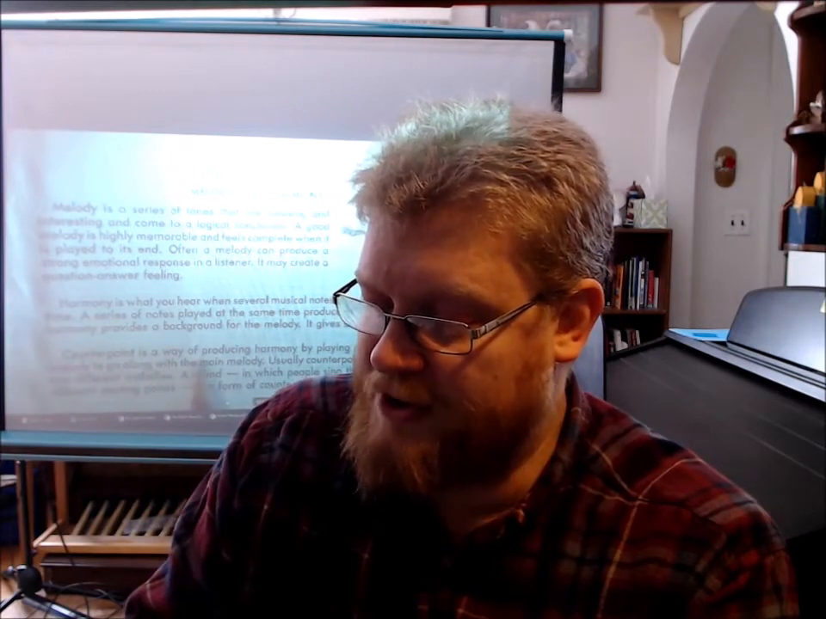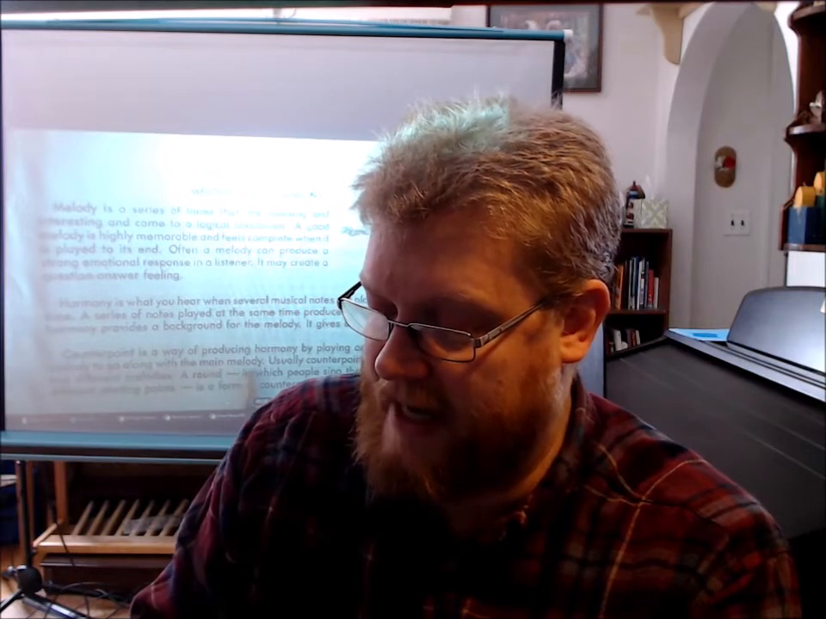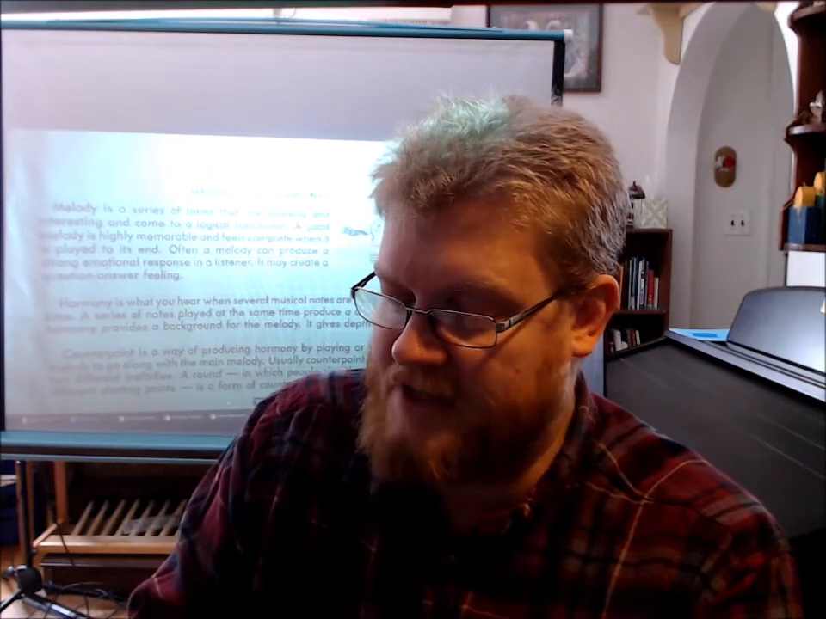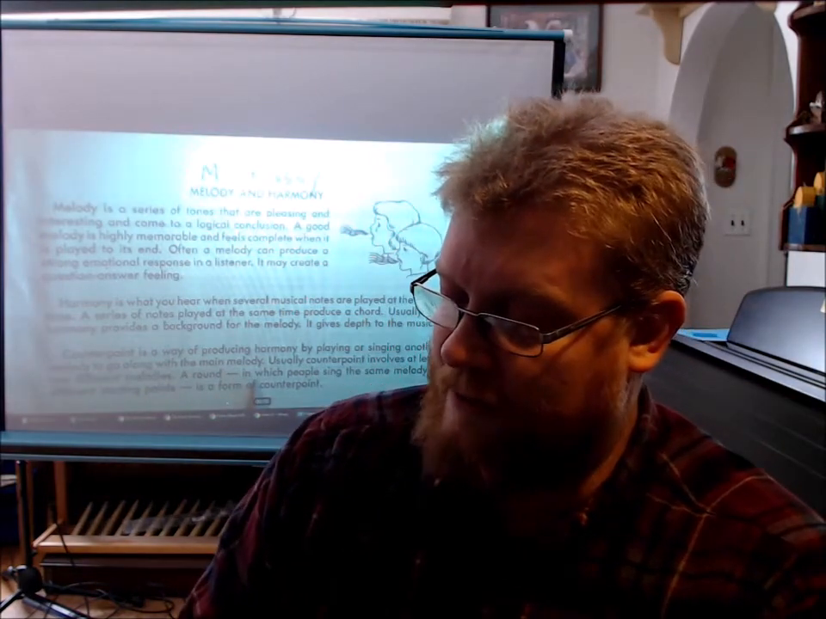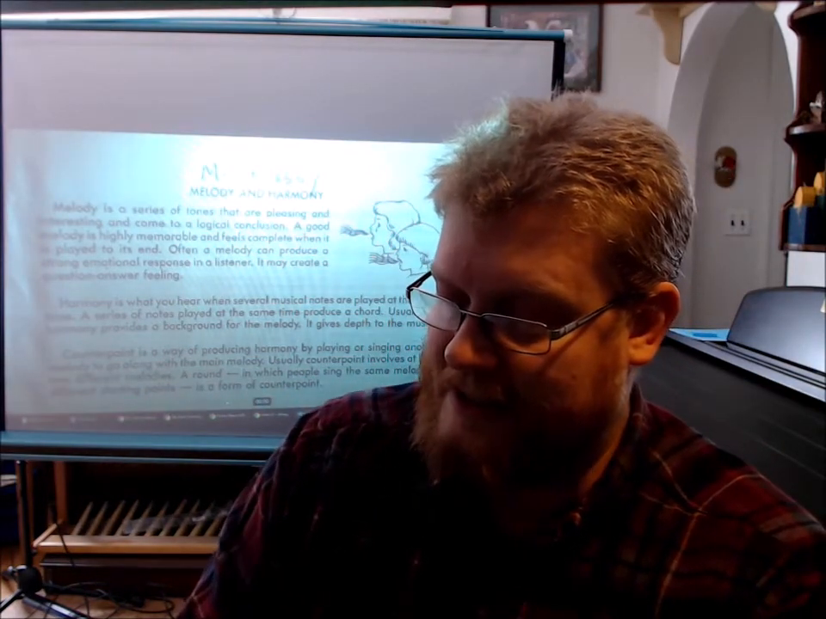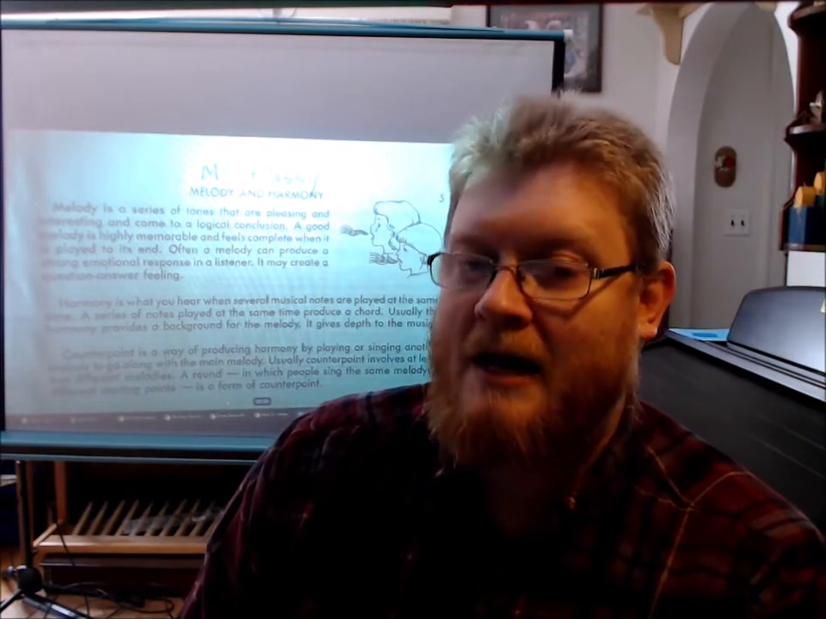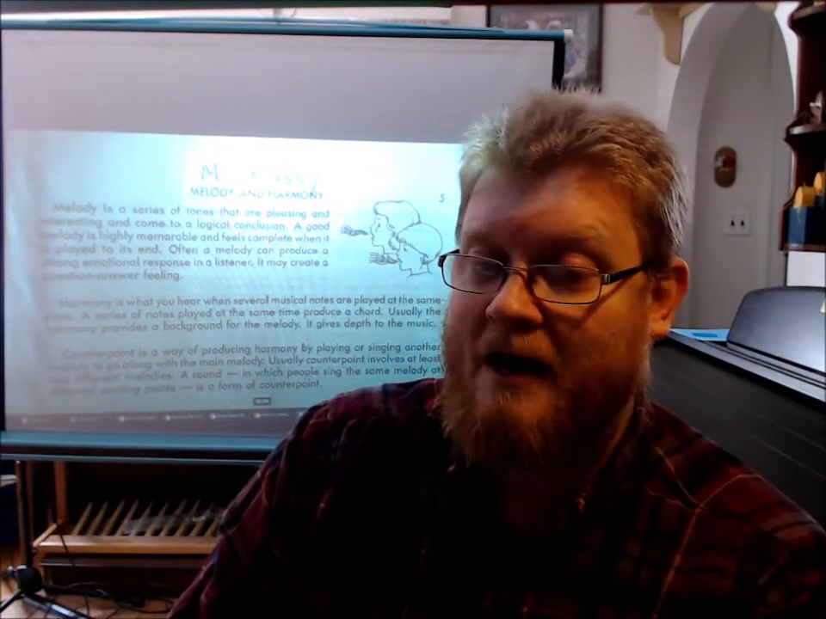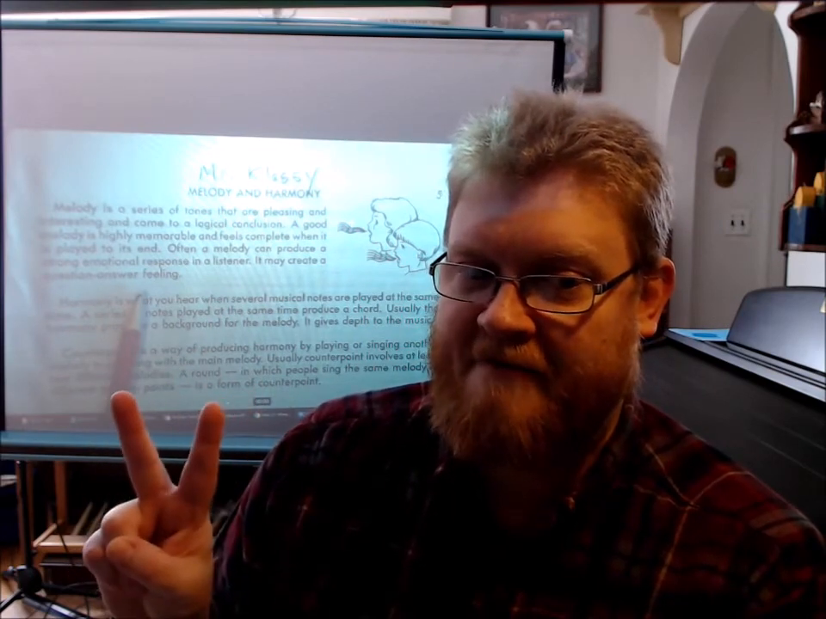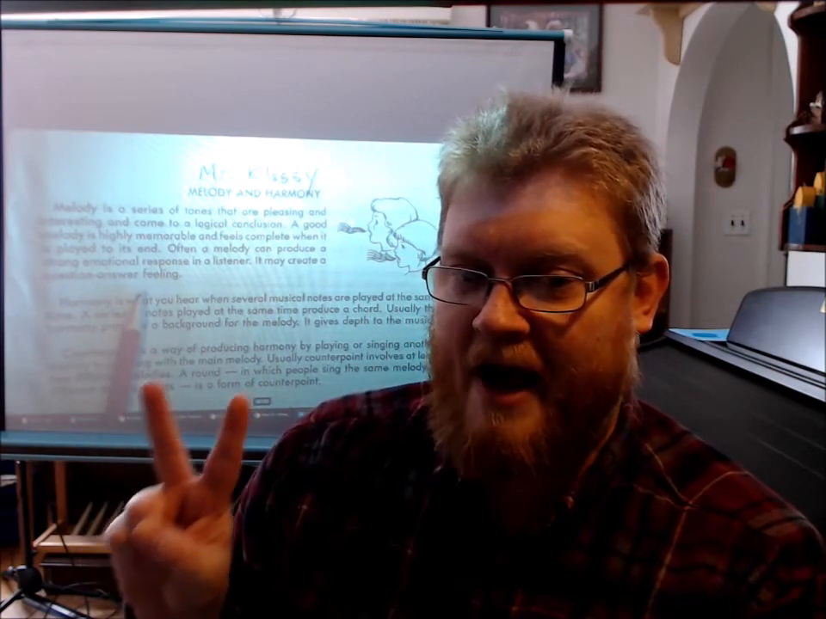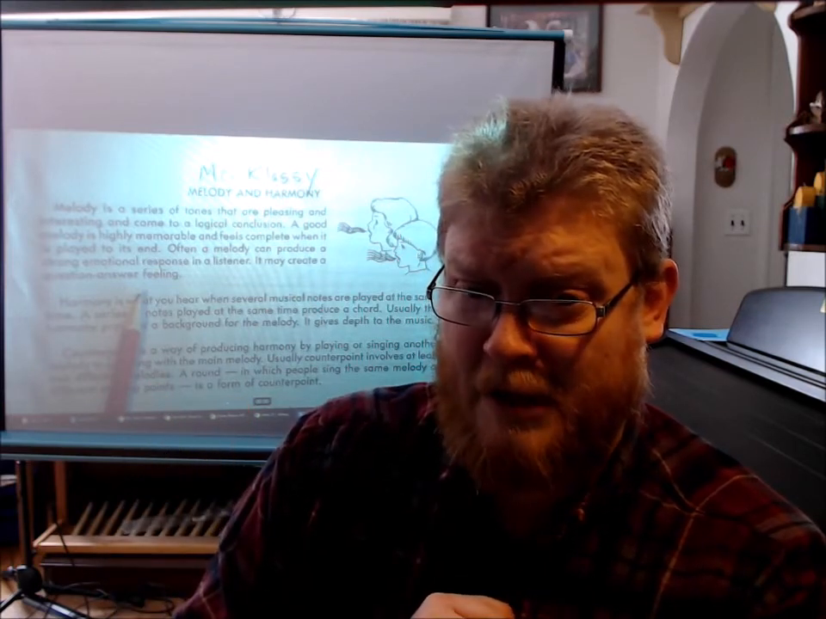Counterpoint is a way of producing harmony by playing or singing other melody to go along with the main melody. Usually counterpoint involves at least two different melodies. A round, in which people sing the same melody at different starting points, is a form of counterpoint. I love the mountains, I love the rolling hills, I love the flowers. And right there at I love the flowers, some of us would start over at I love the mountains at the same time. That's a round. We were going to do one. Anyway.